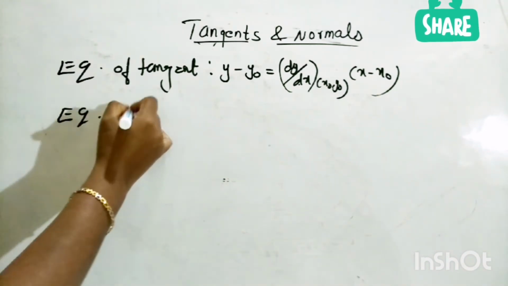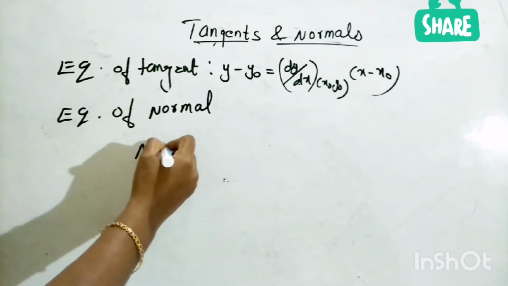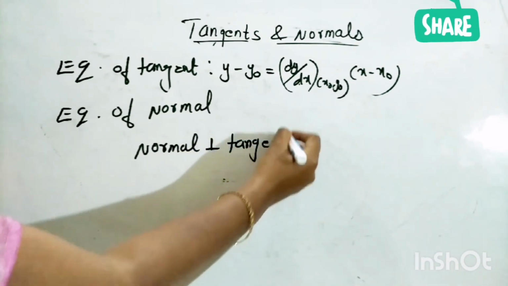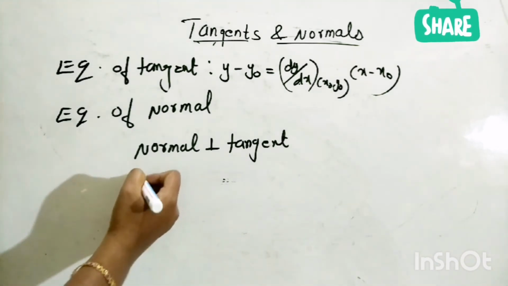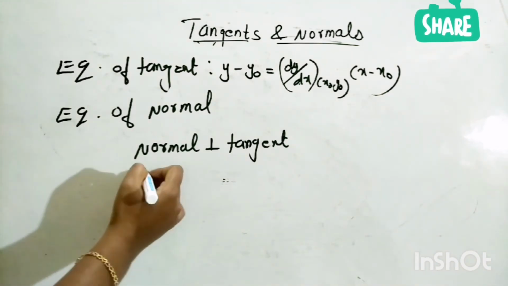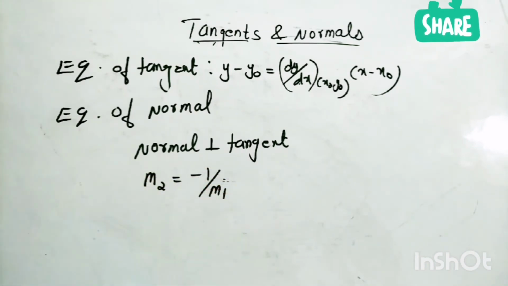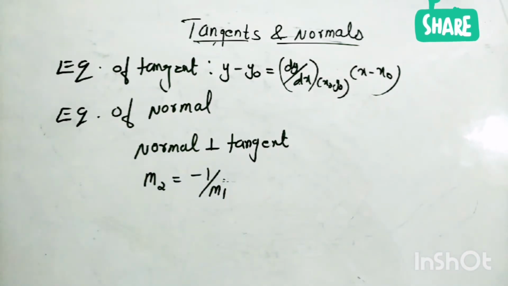For that, since the normal and tangent are perpendicular, if two lines are perpendicular, then what is the relation between the slopes? M2 is equal to the negative reciprocal of M1. The second one we can write as the negative reciprocal of the first one.